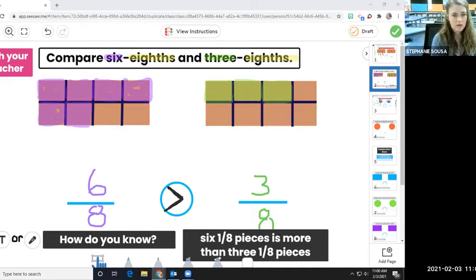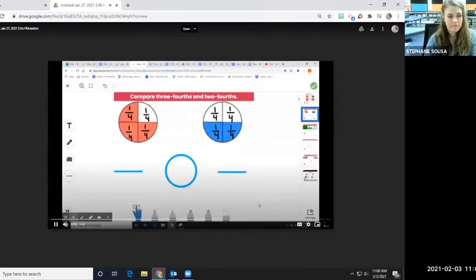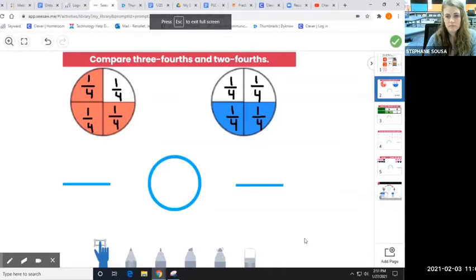All right, let's go ahead and take a look at your next slide. This is a video. This is how we solve a circle model. Okay, we're going to partition and divide a circle model now. So how do we compare fractions with the same denominator? Let's do some examples together.